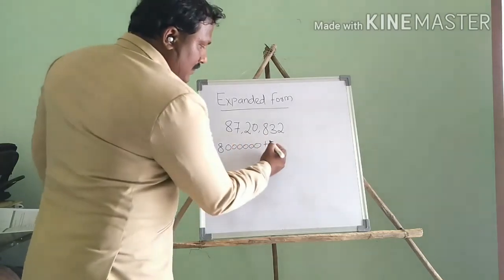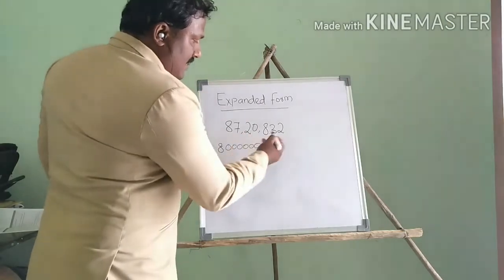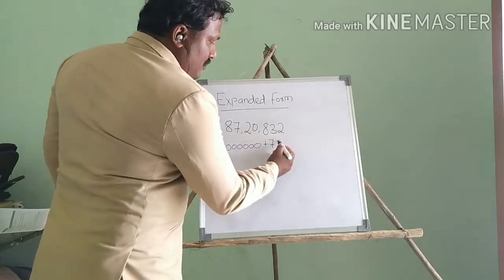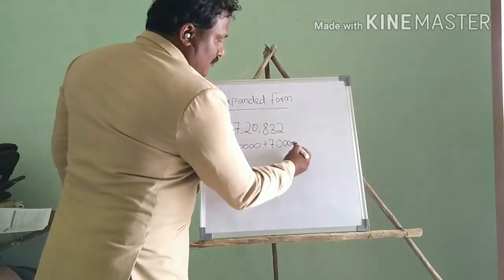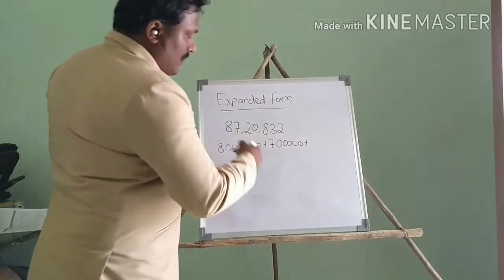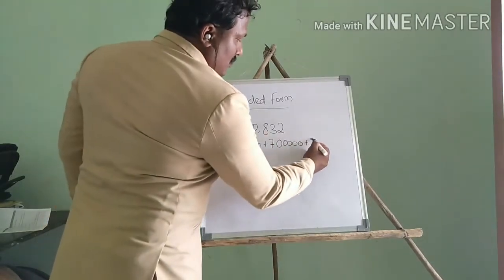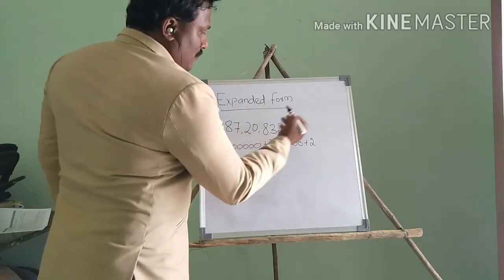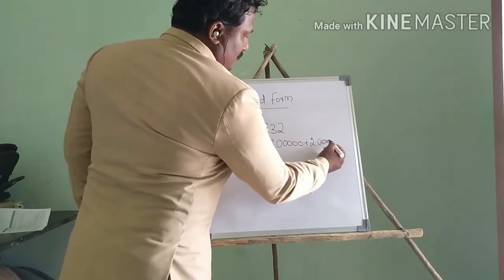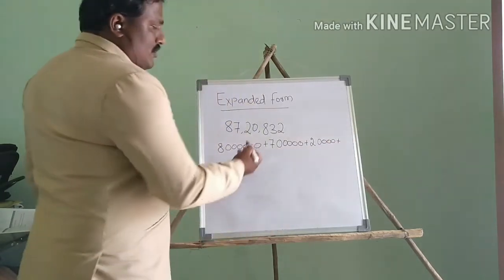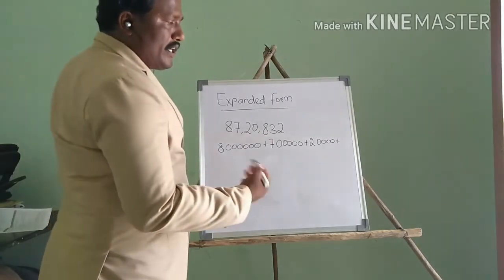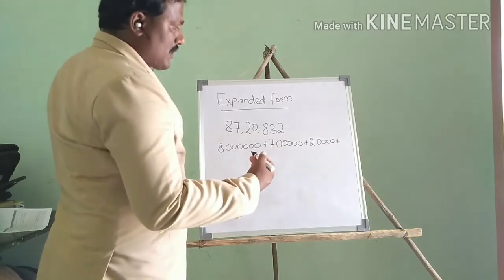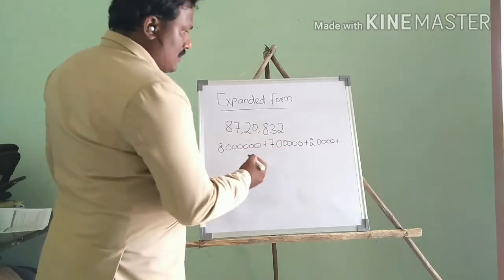So I take 7. Then after 7, how many digits are there? 1, 2, 3, 4, 5. So 5 zeros. Plus. Then 2. After 2, how many digits are there? So 1, 2, 3, 4. So 4 zeros. Plus. Then 0. For 0, there is no need to write the place value. So 0 means 0.